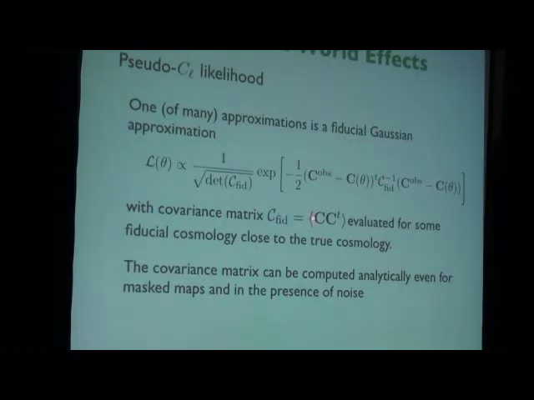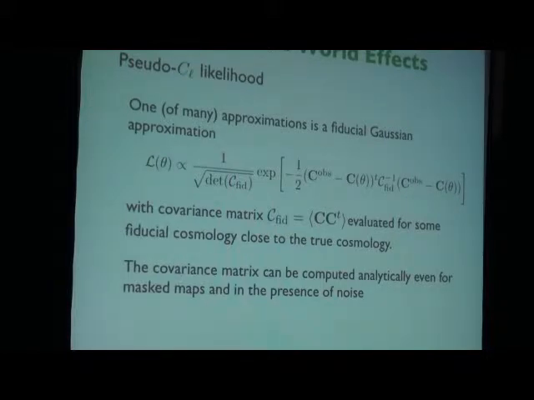The covariance matrix here is just, as I said, this object. It's the covariance matrix for our CLs. The nice thing about this approximation is that you can compute the covariance matrix analytically, even if you have masked maps and you have noise in the experiment. There are other likelihood approximations that I'm not showing, where you add a log normal piece to correct for the fact that this is Gaussian while the true likelihood is not. This is what was done by WMAP, for example.